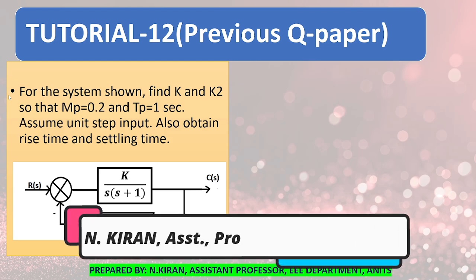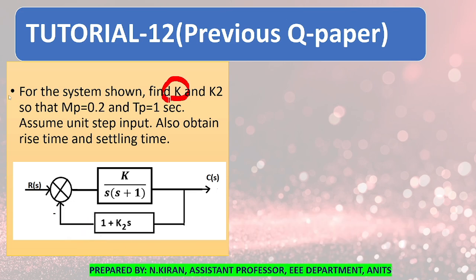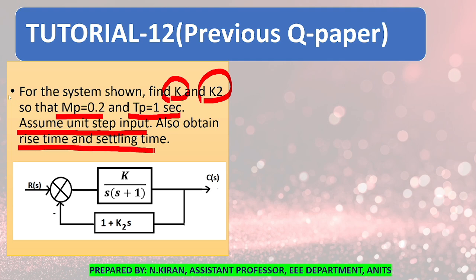In the next tutorial, he has asked us to find the value of k as well as k2 such that MP is 0.2 and TP is 1 second, assuming it is unit step input. Also we need to find the expression for the rise time and settling time values also.